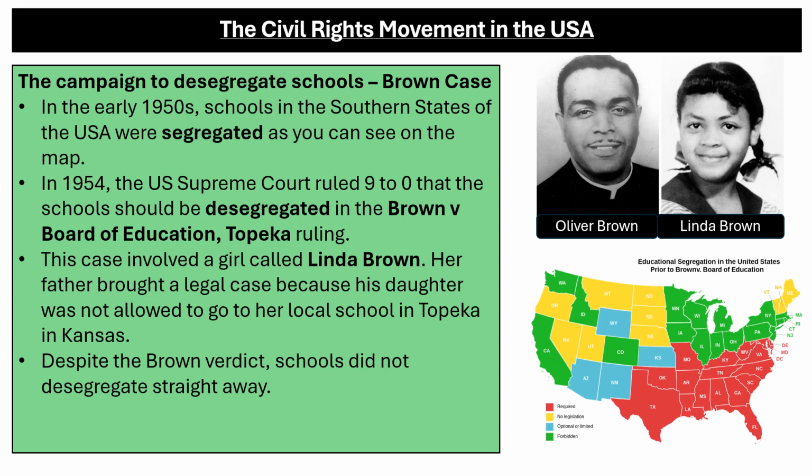Now, the case involved a girl called Linda Brown. Her father, who was called Oliver Brown, brought a legal case because his daughter was not allowed to go to her local school in Topeka in Kansas because that was a school for white children. But despite the Brown verdict, schools did not desegregate straight away.